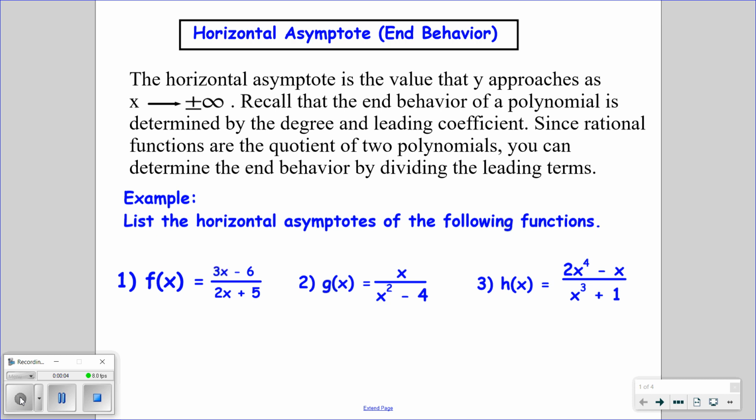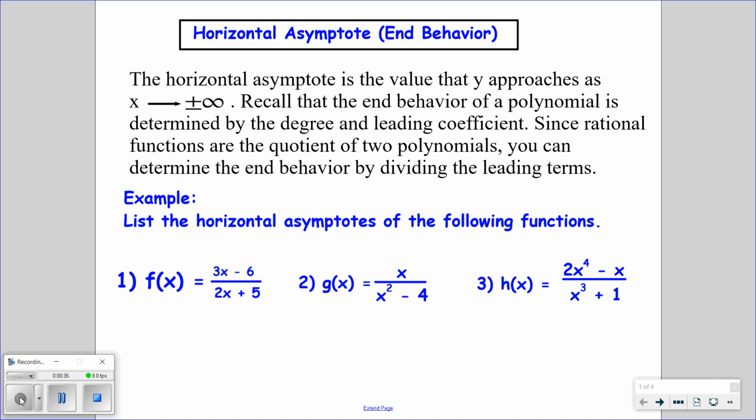Hi everyone. In this video, we're going to talk about how to find the horizontal asymptote of a rational function and also how to find the y-intercept of a rational function. But let's start with the horizontal asymptote. So the horizontal asymptote is the value that y approaches as x approaches positive infinity or negative infinity, which basically is the end behavior of the function.